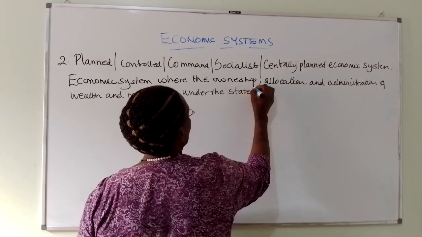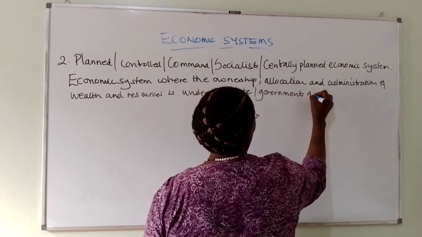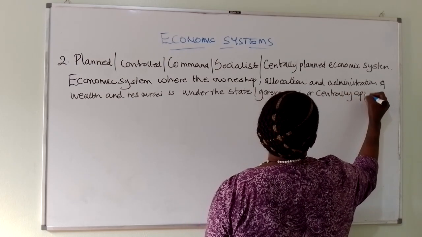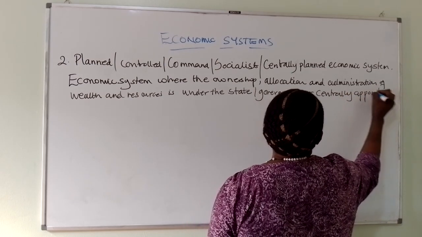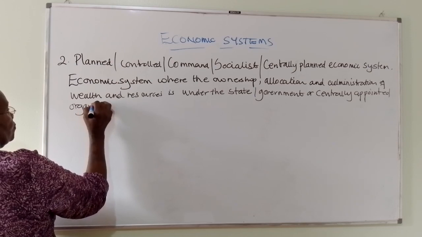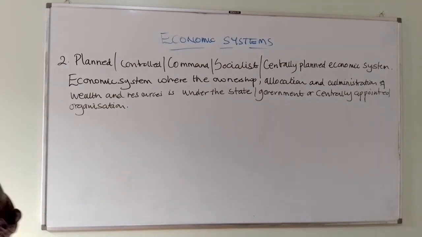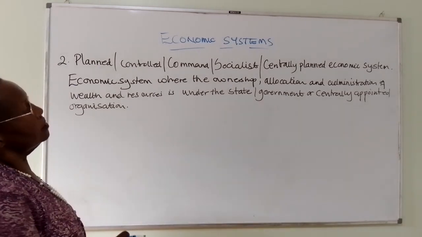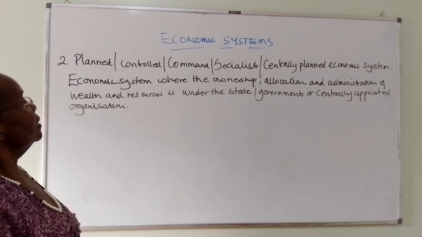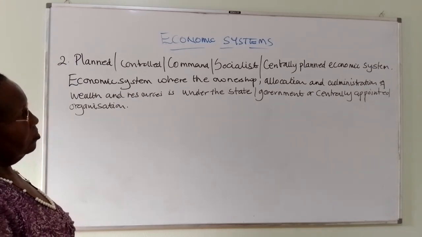It is under the state government or centrally appointed organization. Planned, controlled, or socialist economy is an economic system where the ownership, allocation, and administration of wealth and resources is under the state, government, or centrally appointed organization.